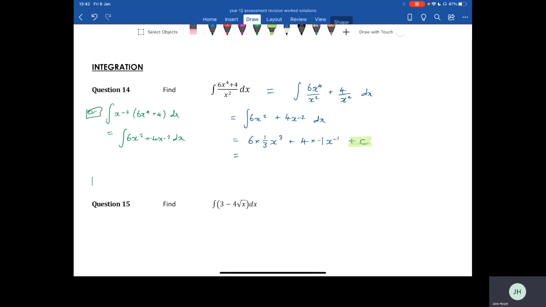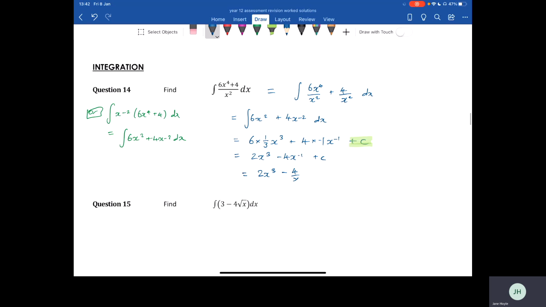So now just simplifying, 6 times a third is 2, so 2x cubed. And then here I've got 4 times negative 1, so that's minus 4x to negative 1 plus c. I think you'd get your full marks, but I don't like seeing negative indices, so I'm just going to rewrite it like that. Plus c still there, however, must have the plus c.